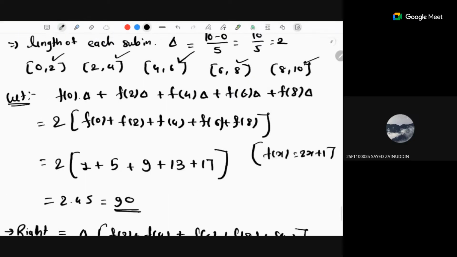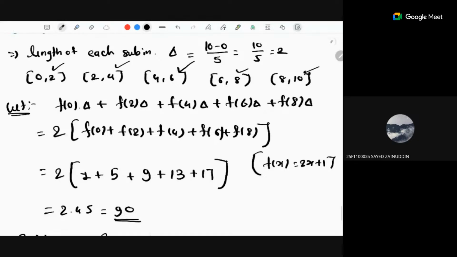But here the intervals are easy. The midpoint of 0 to 2 is 1. 1 will be the midpoint. Here 3 will be the midpoint. 5 will be the midpoint. 7 will be the midpoint. 9 will be the midpoint. Midpoint means you can just take the average of both endpoints.